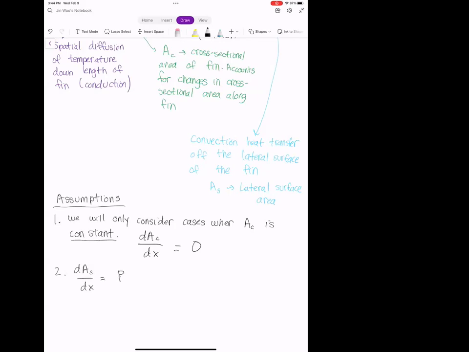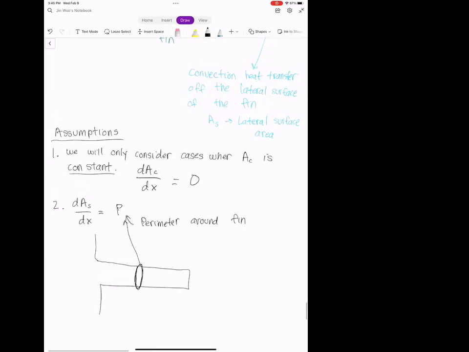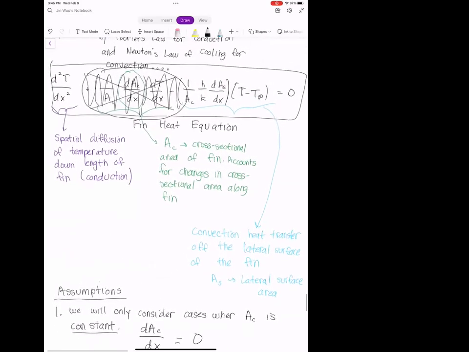And so this is going to be equal to P, where P here is the perimeter around the fin. And so if you have a fin that looks like this, then P would literally just be the perimeter around here. And so that simplifies our last term. In this last term here, instead of DAS dx, we just plug in the perimeter P, which is just a constant.